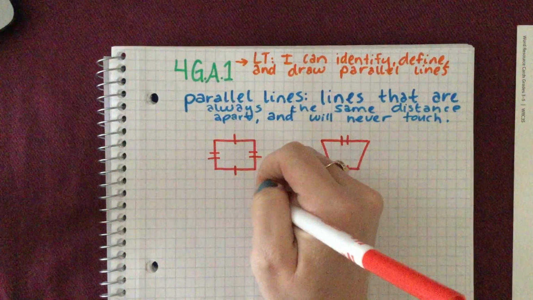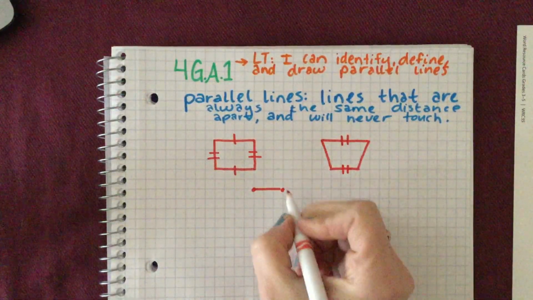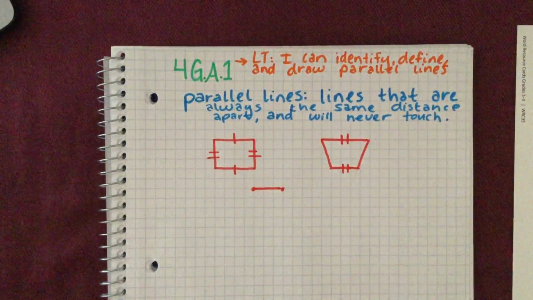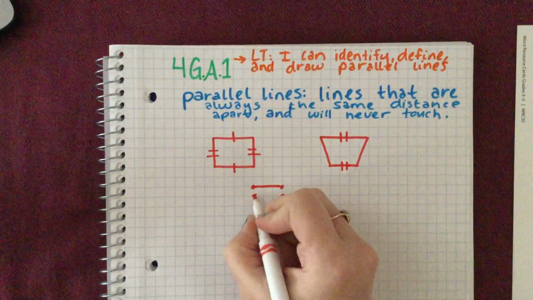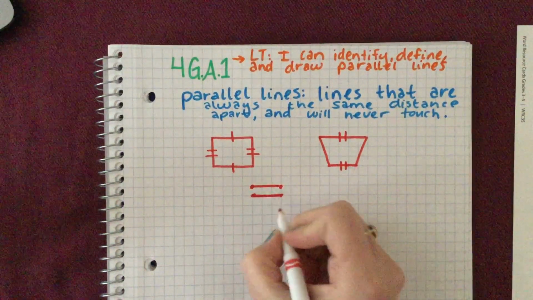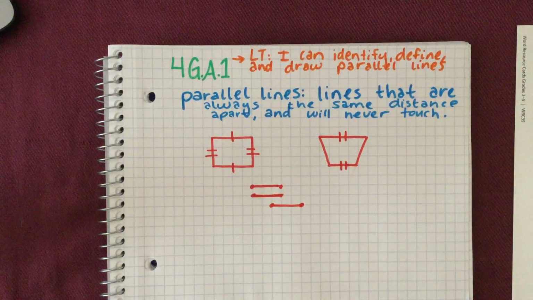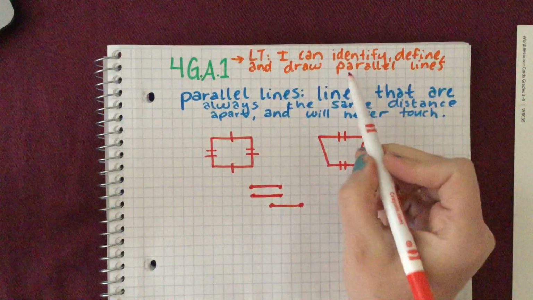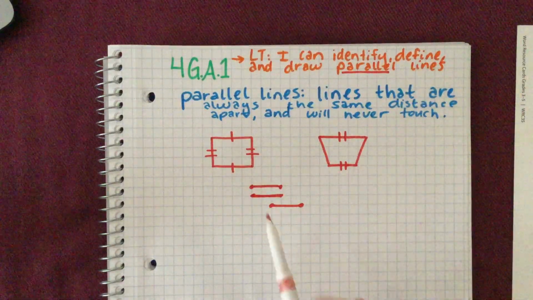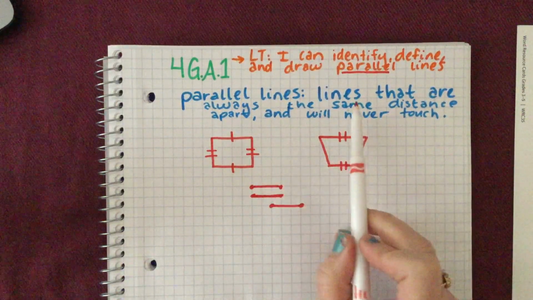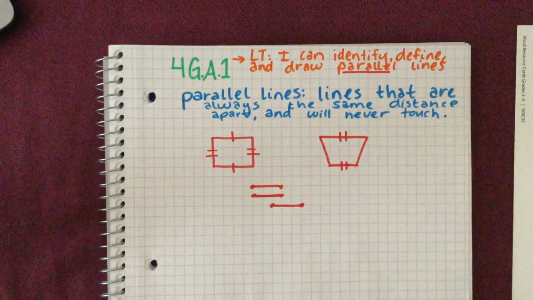Let's draw a set of parallel line segments. If I drew a line segment here, where would I need to draw another line segment in order for it to be parallel? That's right, I would need to draw it here, or here. Exactly. So when you're doing your work today, remember, parallel lines, you need to be able to identify them, you need to define them, and you need to be able to draw them. So parallel lines, remember, are lines that are always the same distance apart and will never touch.